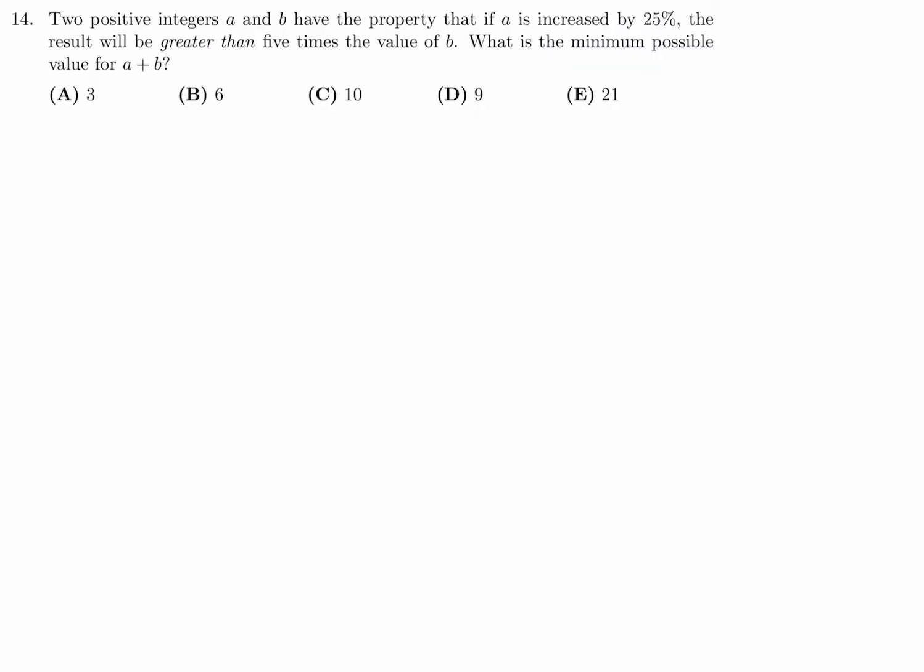Integers a and b have the property that if a is increased by 25%, the result will be greater than 5 times the value of b. What is the minimum possible value for a plus b? So we have a, and we are increasing it by 25%. So we are basically multiplying by 5 over 4. And if you do that, it's greater than 5 times the value of b. So this is basically the setup for the question, the inequality.